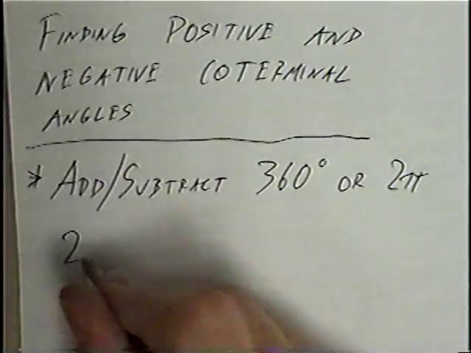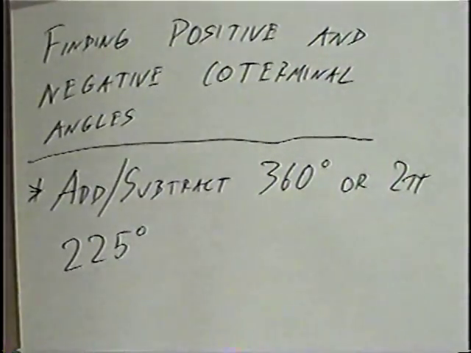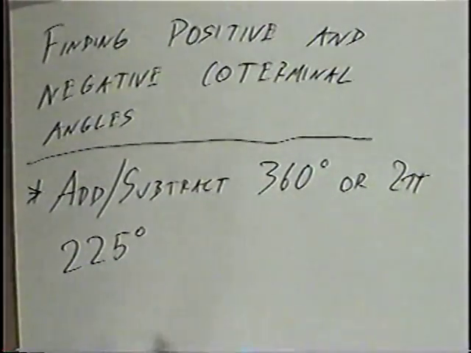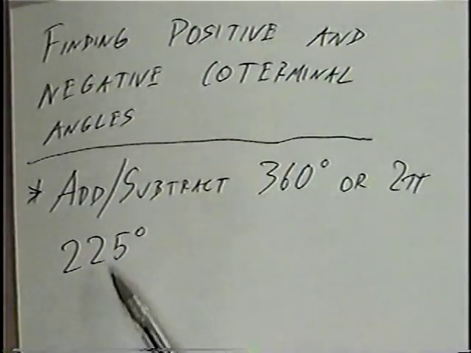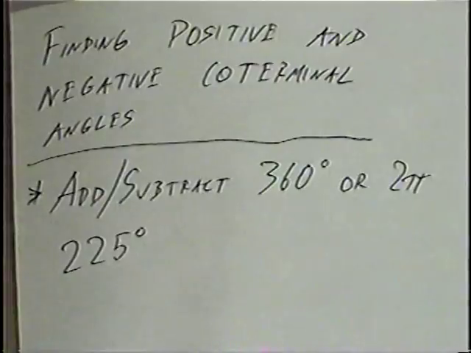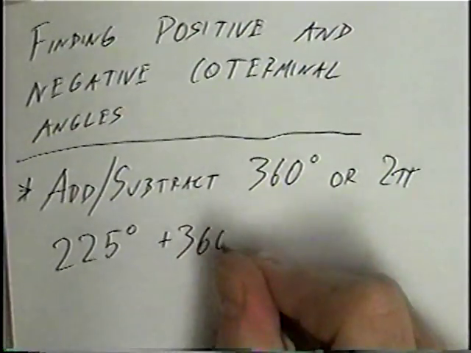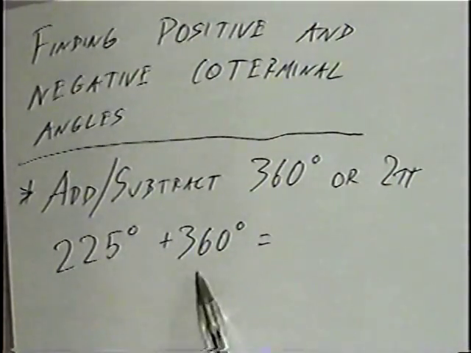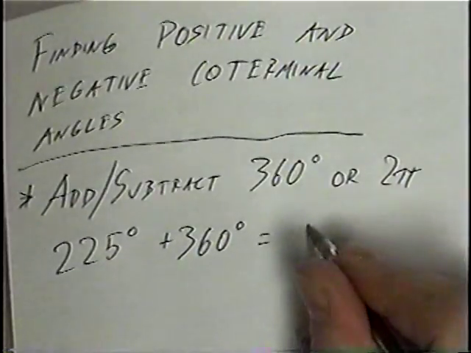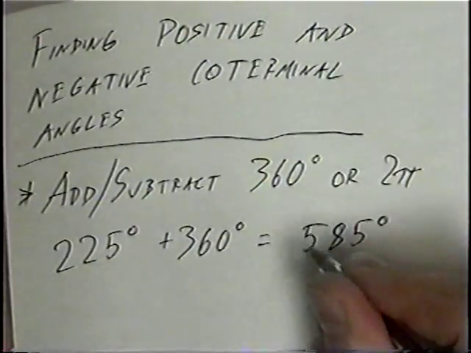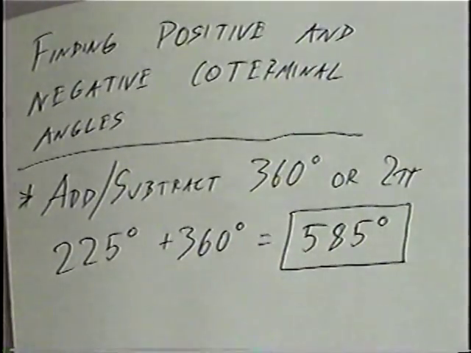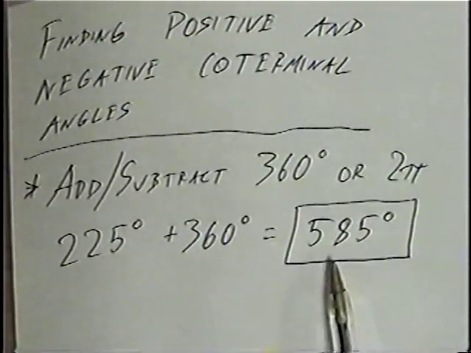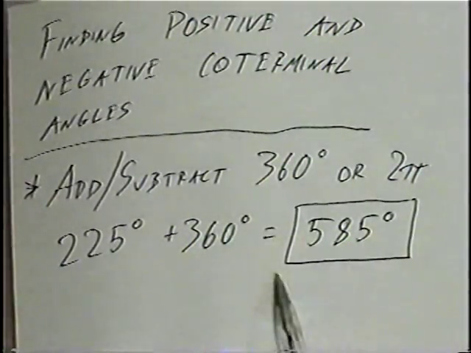First question is 225 degrees. For 225 degrees, we want to find one positive coterminal angle, which will be a positive number, and a negative coterminal angle, which will be a negative number. We can first add 360 degrees to get a positive coterminal angle. 225 plus 360 would give us our first answer of 585 degrees.